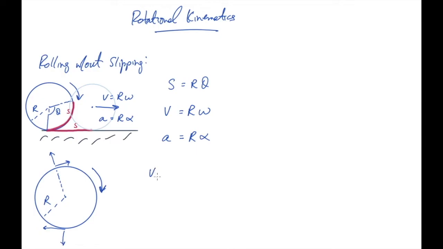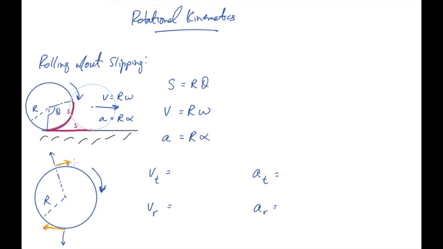I would like us to get Vt, the tangential component of velocity, and Vr, the radial component of velocity, and then the tangential component of acceleration, and the radial component of acceleration. Let's do the tangential component of velocity first. That's this component that I'll trace out in orange here.